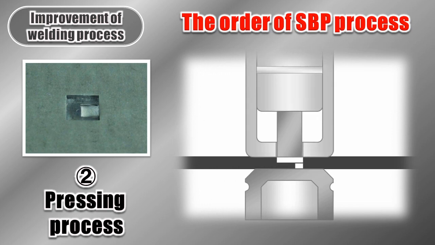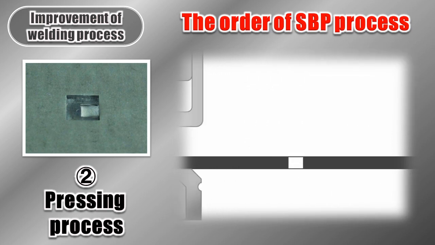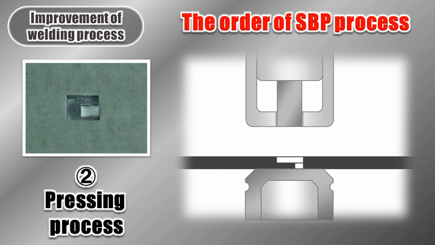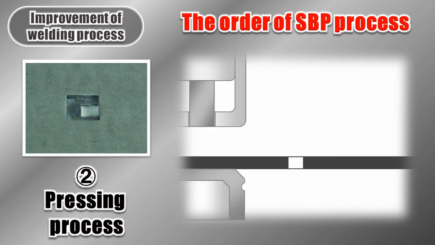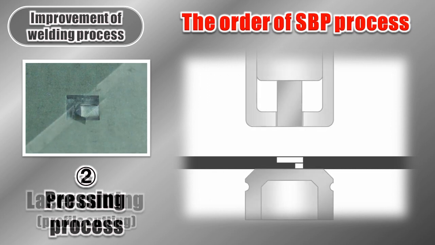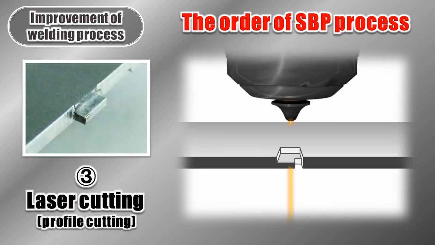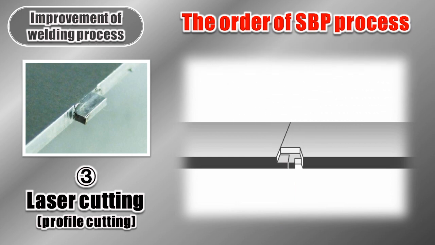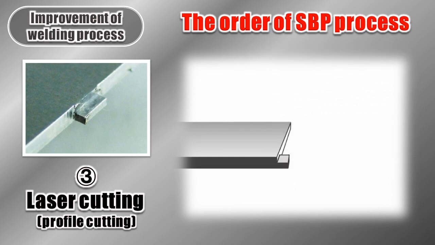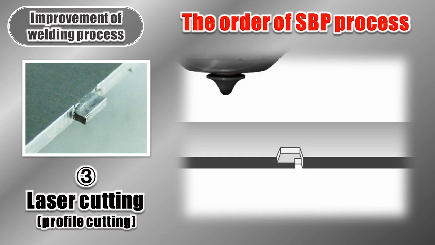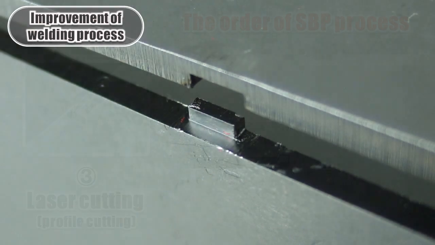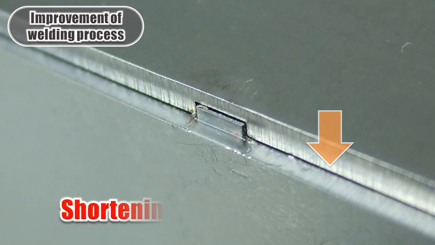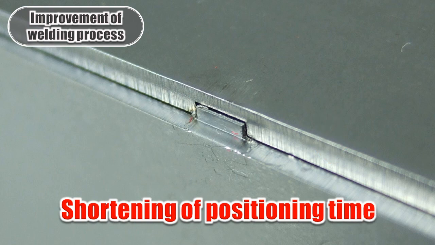Second process is pressing with a special tool. The square hole in the first process is made to avoid the material from deforming during the pressing process. The third process is cutting the profile into tab shape with a laser. This positioning method not only speeds up the positioning process, but improves the precision as well.